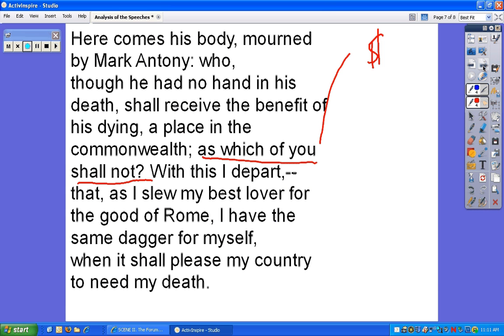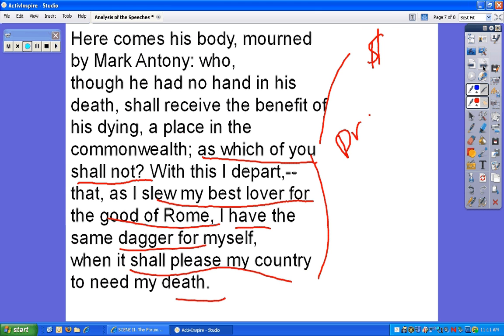With this I depart, that as I slew my lover for the good of Rome, I have the same dagger for myself when it shall please my country to need my death. And now we're back to the dramatic irony. Because we know by the end of the play, Brutus commits suicide with the very same dagger. In fact, the quote, I believe, goes, "Now, Caesar, be still. I killed thee not with half so good a will."